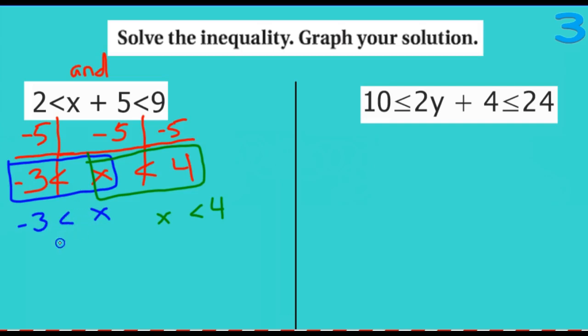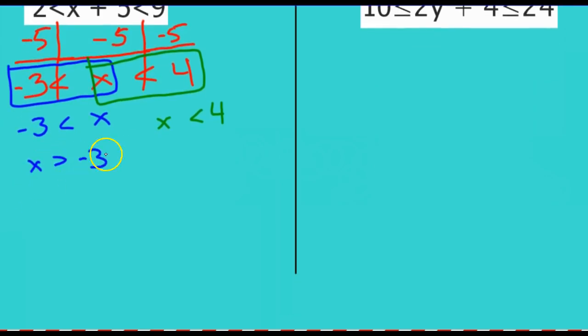X can never be on the right side, so I'm going to flip this again. So we have x is now greater than negative 3. So these are the two inequalities we're going to graph.